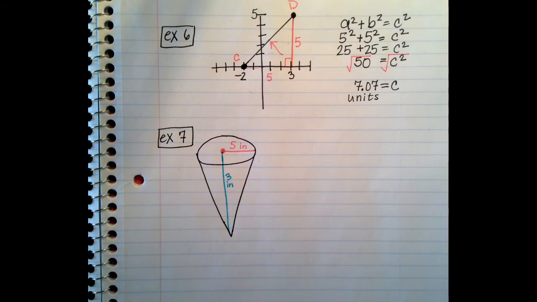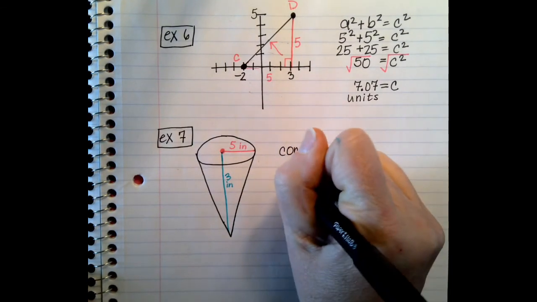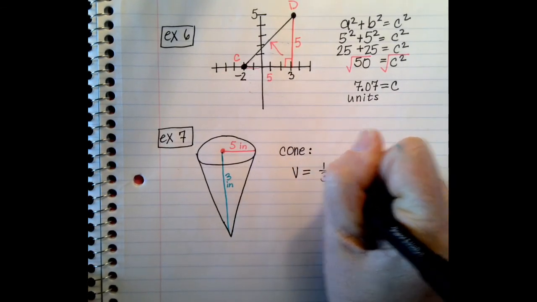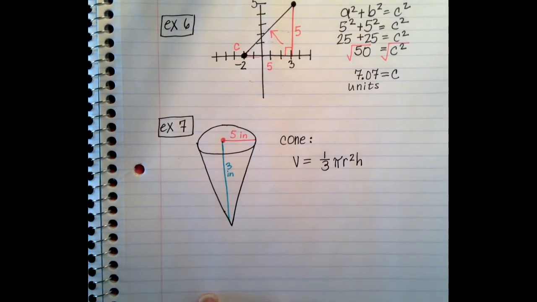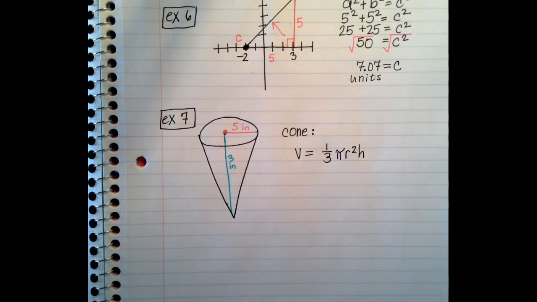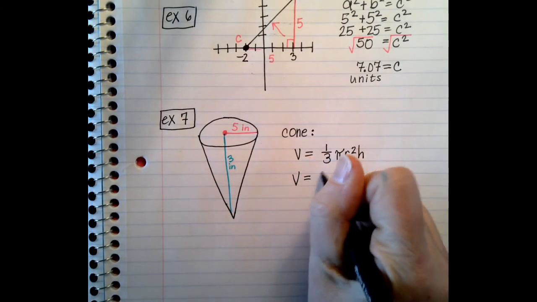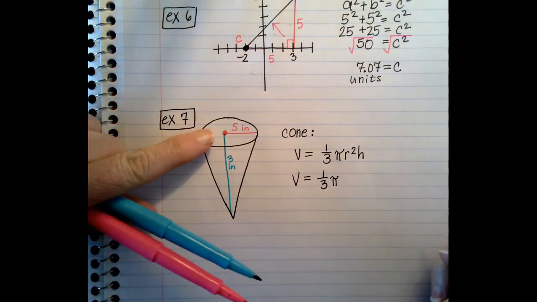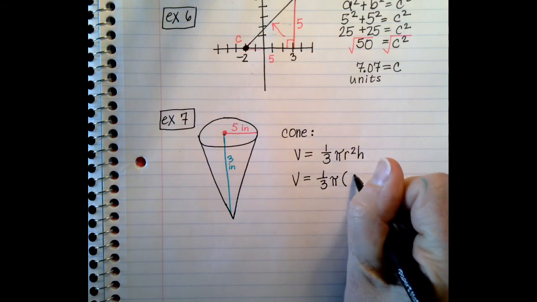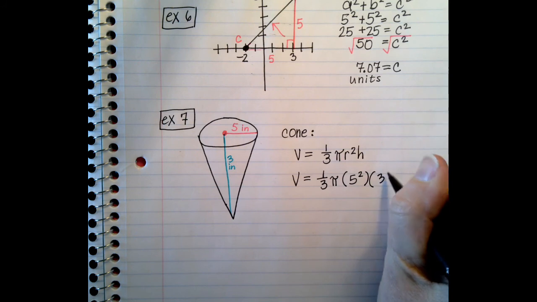I am going to use the volume formula for a cone. So for a cone, volume is equal to 1/3 pi r squared times the height. So I only need to know pi and the height. Step 1 is writing that formula. Step 2 is plugging in what I know. I know that the radius is 5, and that will get squared, and I know that the height is 3.